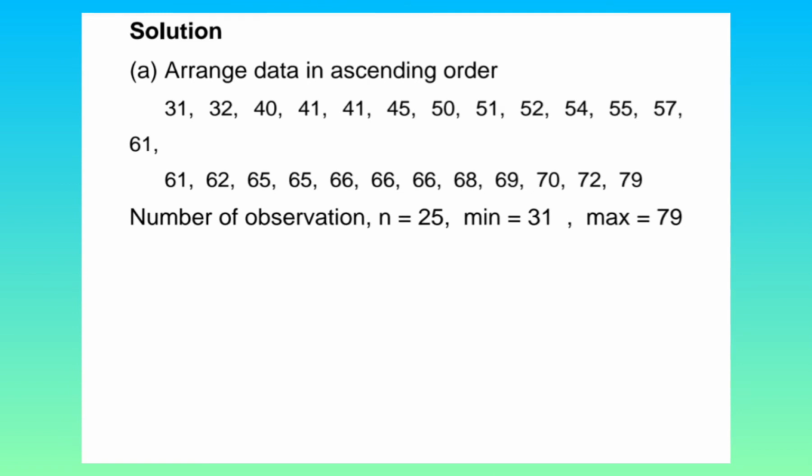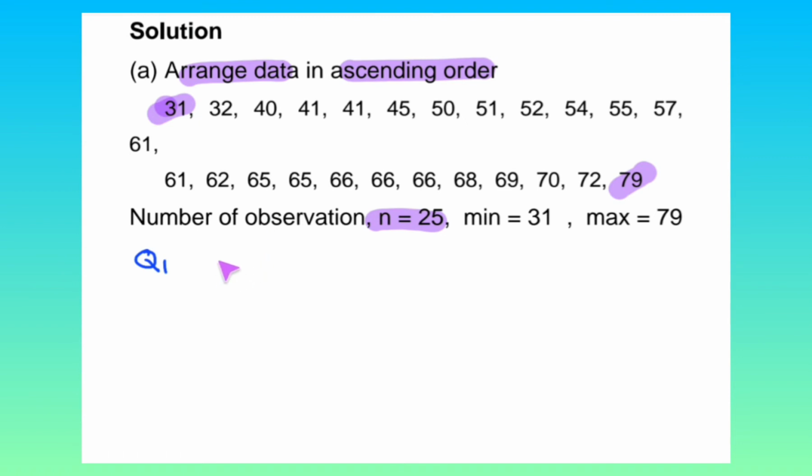Firstly, we need to arrange the data in ascending order, and then identify how many observations we have here. So here we have 25 observations, and we need to find the minimum value. The minimum value is 31 and the maximum value is 79. Next, we need to find Q1, Q2 and Q3. So firstly, let's find Q1.